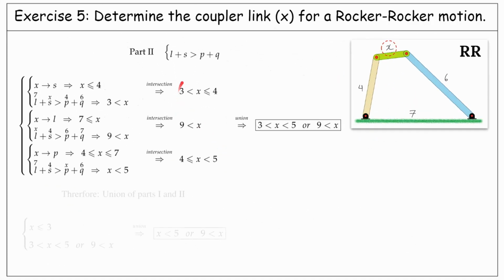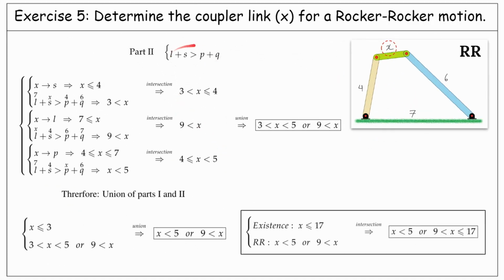Part 2 says L plus S must be greater than P plus Q. The bad news is all the possibilities for X are open. It can be the shortest, the longest, and either of P or Q. And we take a union of the results of all cases, which ends to X between 3 and 5 or more than 9. Now it's time to take a union from the results of the two parts.